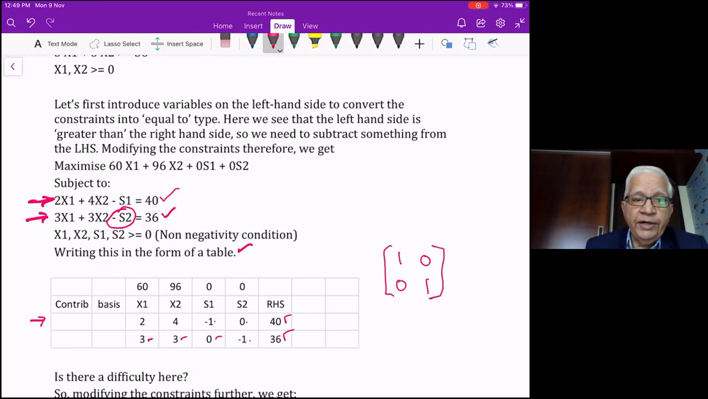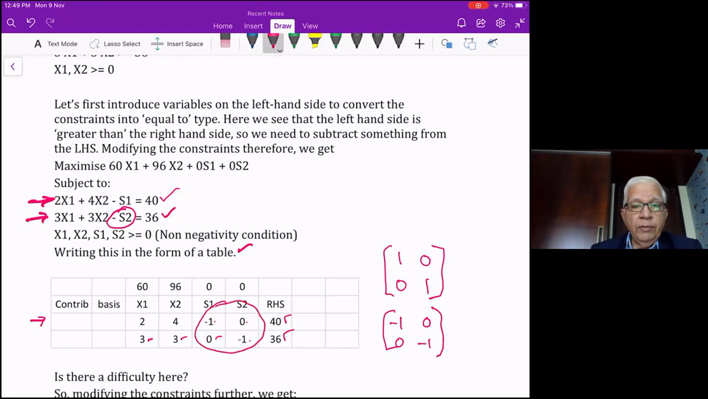This is the form of identity matrix. Identity matrix must appear in this form. What is it appearing here as? It is appearing here as minus 1 0 0 minus 1. Where is it coming from? Here it is coming. Minus 1 0 0 minus 1.